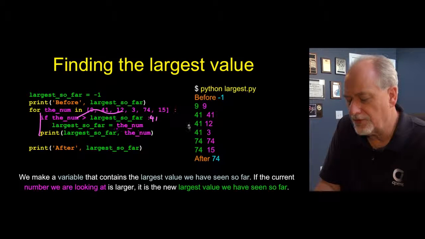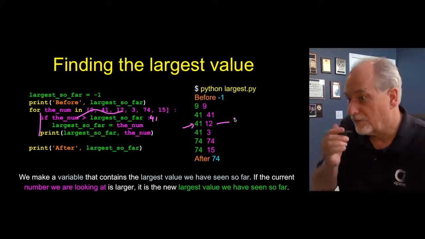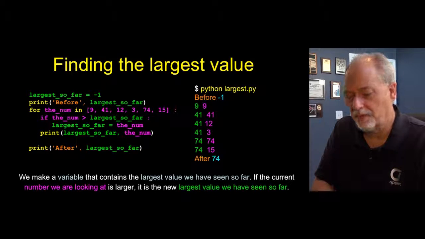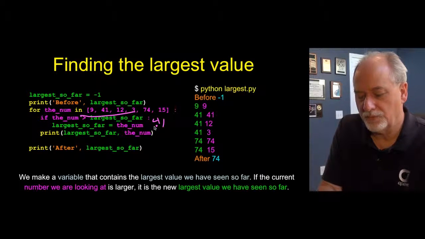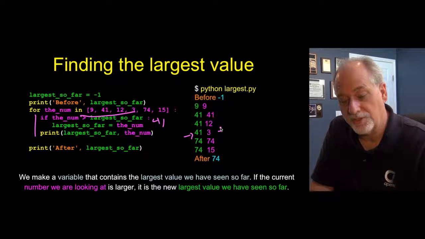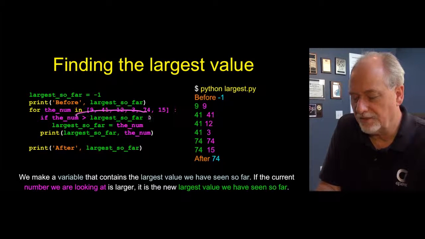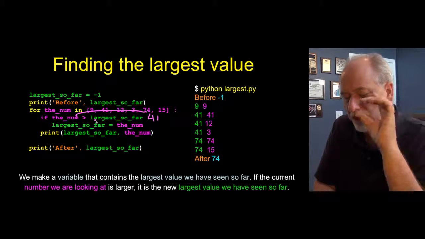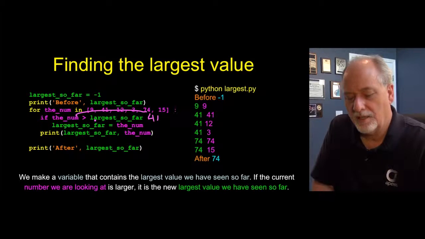So the largest so far stays 41 even though we saw 12, meaning we're sort of ratcheting up, but we never ratchet back down. So we run it again with 3, and we skip this, and then the largest so far is 41 even though we just saw 3. And now we see 74. Is 74 greater than 41? See, we never are looking at all the numbers. We're only looking at the window on the numbers of the current number that we're looking at.